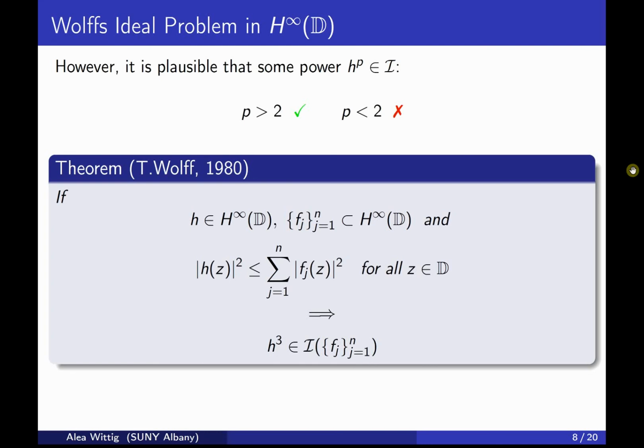And it wasn't for another 20 years that the case p equals 2 was proven to also not be true. That was given by Treil. So the condition is not sufficient to conclude H squared is in the ideal. Now we will turn our attention to more recent work on Wolff-type ideal problems on multiplier algebras.